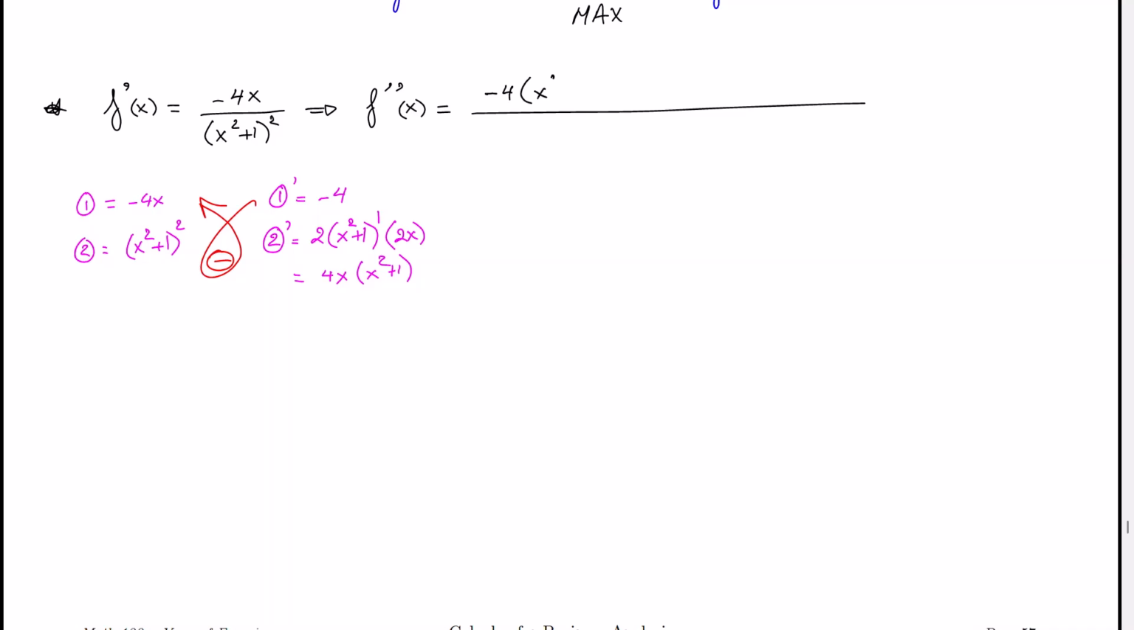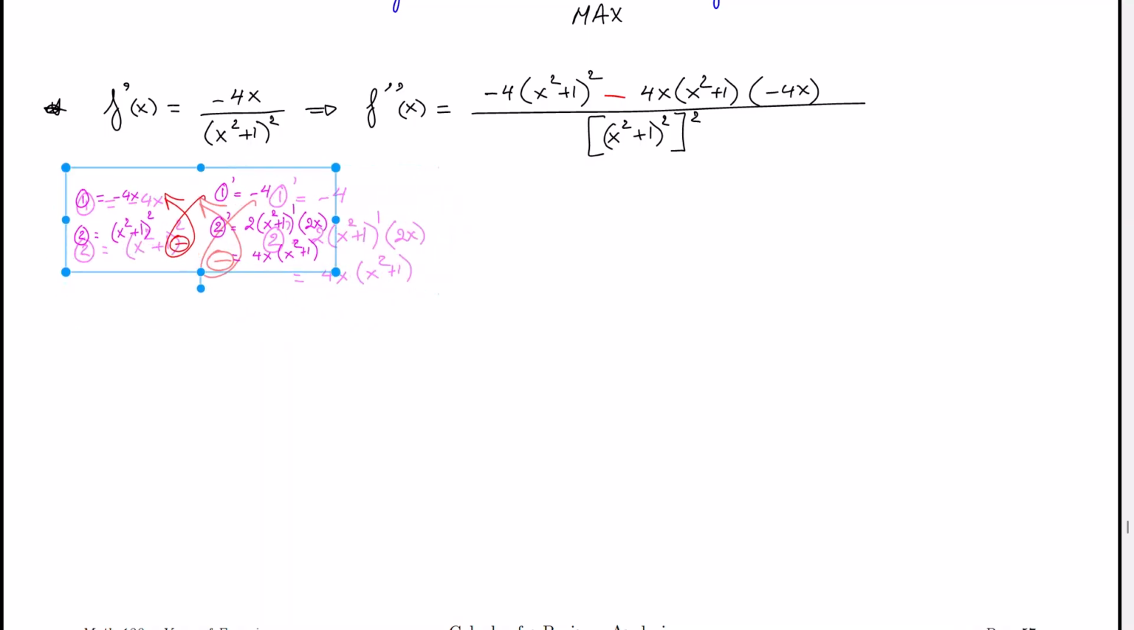-4 gets multiplied with (x squared plus 1) squared. The rule tells me to put a minus sign next. Then I have to multiply this corner with this other corner. So it's going to be 4x with (x squared plus 1) multiplied by the other corner, -4x. It's all divided by the old denominator, (x squared plus 1) squared, but we have to square it again because of the quotient rule. So it's a little bit tedious, but that's how rational expressions usually work. So don't worry about it. Just practice doing derivatives and you'll be fine.